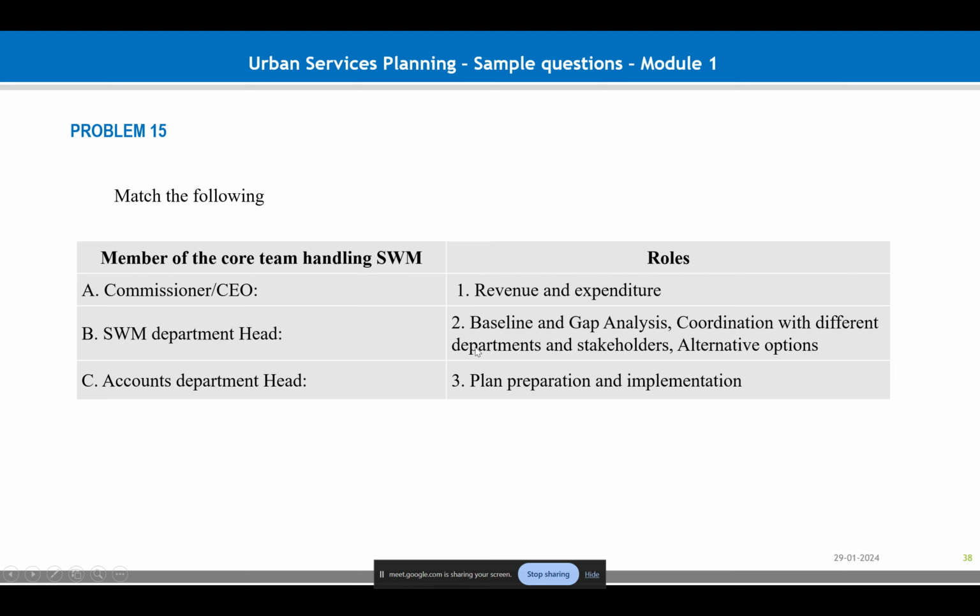Different roles are given: revenue and expenditure, baseline and gap analysis, coordination with different departments and stakeholders, and plan preparation and implementation. The commissioner is involved in coordination. Someone says plan preparation, someone says baseline gap analysis. Okay, let's see. What is the department head involved in? Baseline gap analysis. He has to implement it, I think. The SWM department head needs to implement. Okay, I see a difference in opinion. Fine. And the accounts department head? Revenue and expenditure. There is no difference of opinion in that.